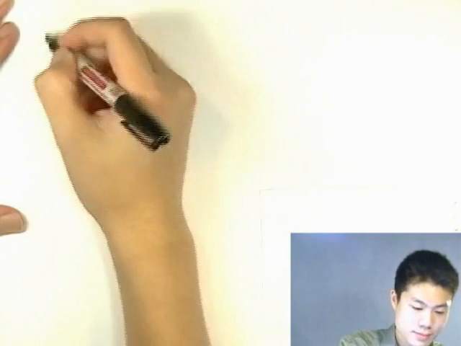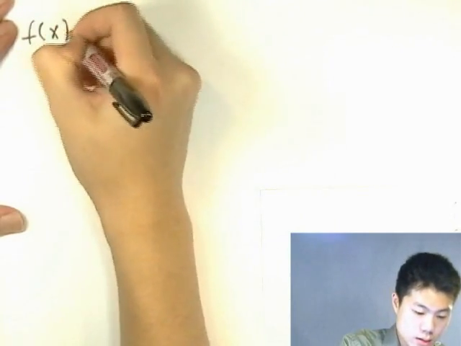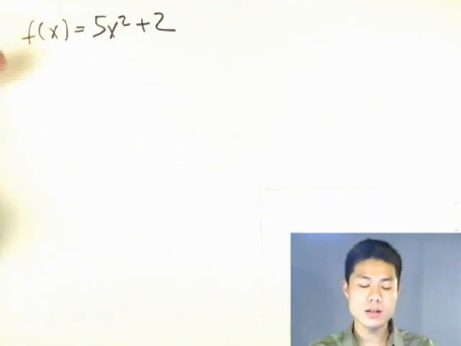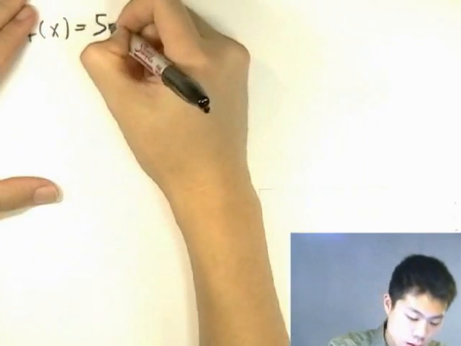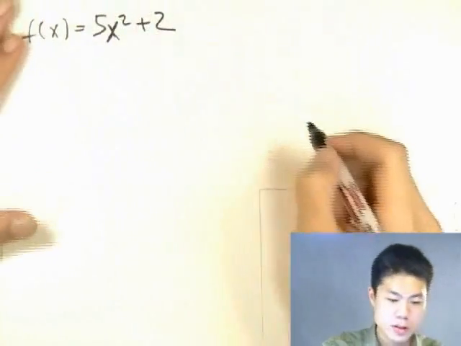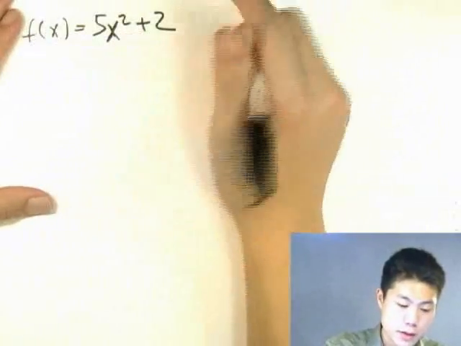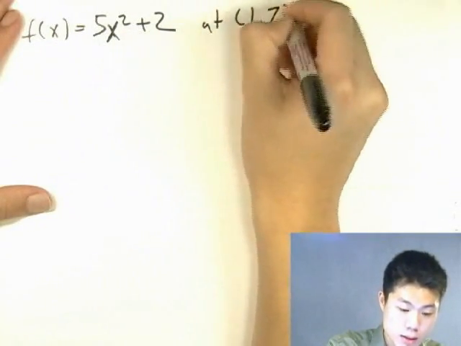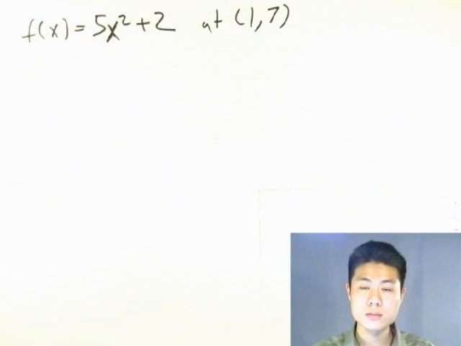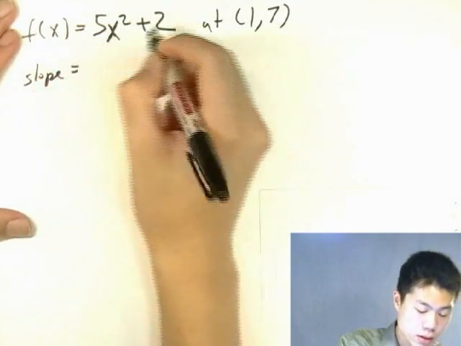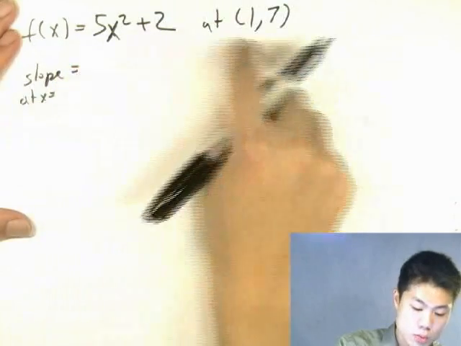Not hard, but harder. This one we don't know. This is a parabola, so we don't know the slope, because the slope is different for every point. I want you to find the slope of this function at the point 1, 7. Again, I would apply that formula that we saw there. So the slope at x equals 1.